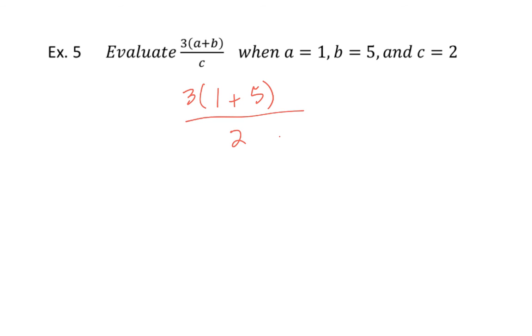Now, order of operations, I need to do that parentheses first. 1 plus 5 is 6. So I have 3 times 6 divided by 2. 3 times 6 is 18. Divided by 2 is 9.